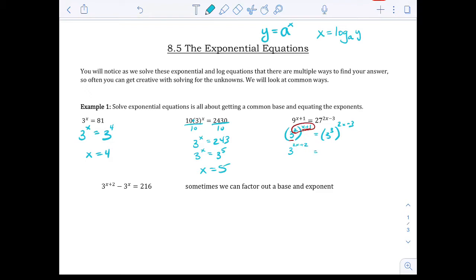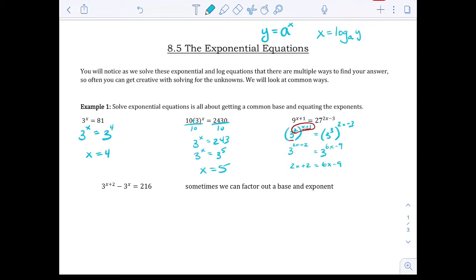On the right side, same idea, base of 3, and I'm going to distribute 3 into that binomial, right? Power of a power rule. 3 times 2 is 6x, and 3 times 3, negative 9. So now I look at the left and right side. Both have the same base of 3, so those exponents must be equal to each other. I must have 2x plus 2 equal to 6x minus 9.